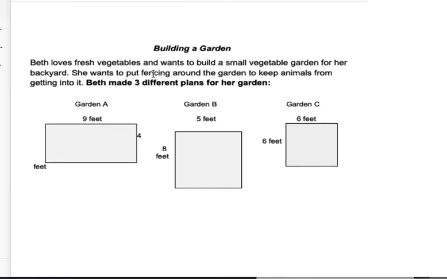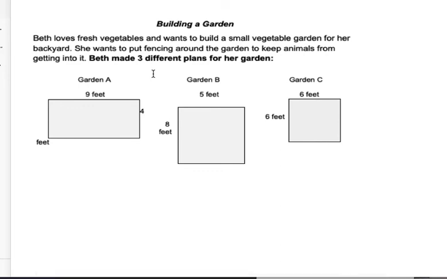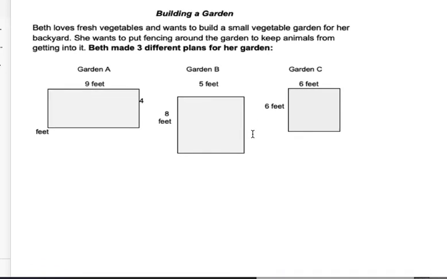If you scroll down, the first question asks about building a garden. There are 3 different plans for the garden, and she wants you to put a fence around the garden. Remember, a fence around the garden is very similar to saying the perimeter. What's the distance on the outside of the shape?